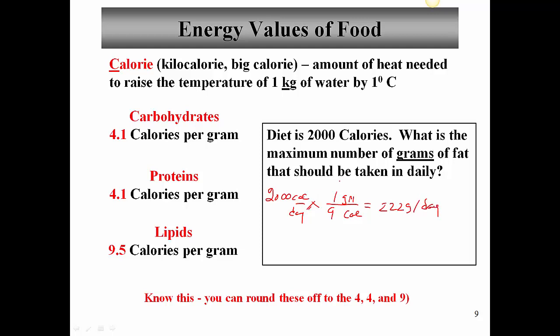So if our diet was purely fat, we could take in 220 grams per day, and that would be the equivalent of 2,000 calories. But do we actually want to take in 222 grams of fat per day?